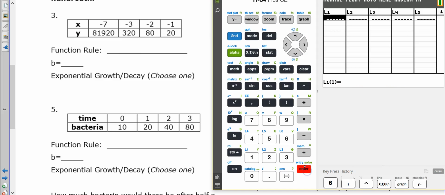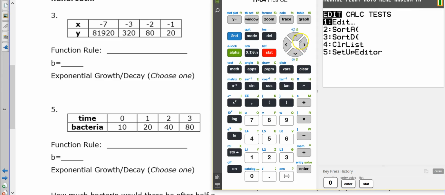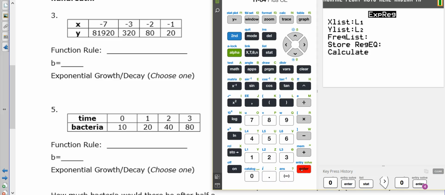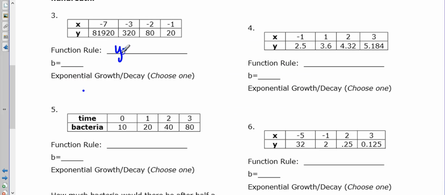All right, so we're going to go stat edit and type in our numbers. -7, -3, -2, -1, and then 81920, 320, 80, and 20. All right, so I've typed it in. Stat calc. Remember, we're going to do number 0 because that's exponential, and go down and calculate. I've got my equation. A is 5, B is 0.25, so y equals 5 times 0.25 to the power of x.